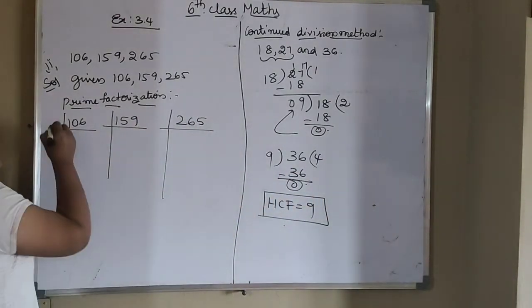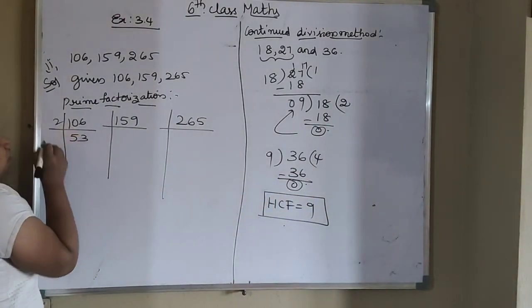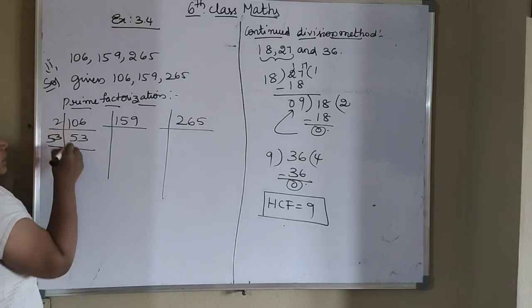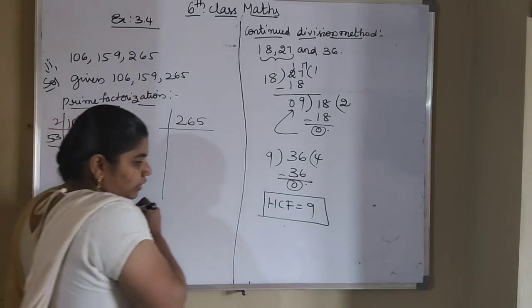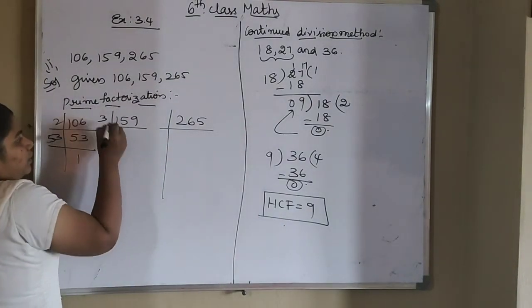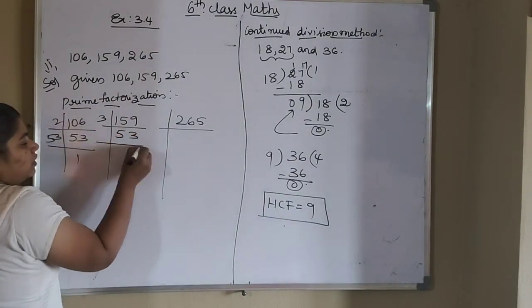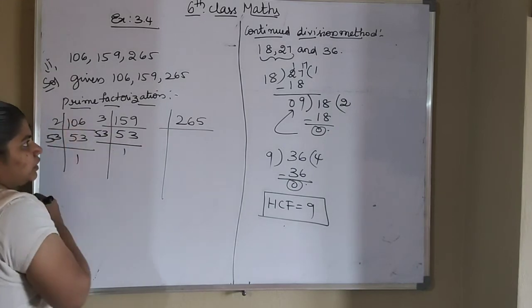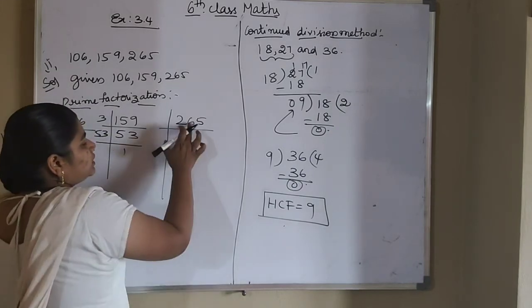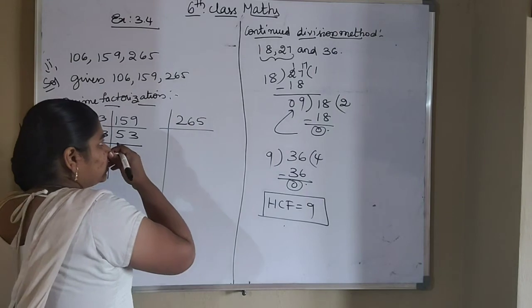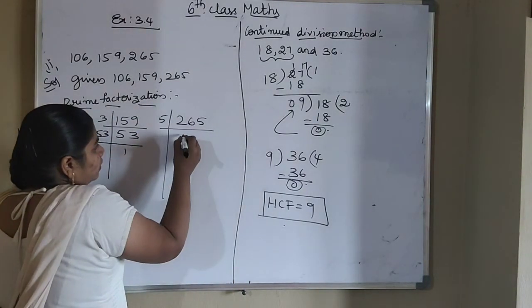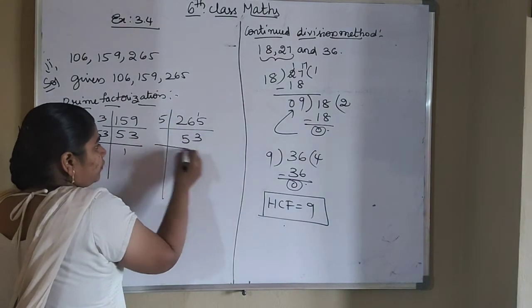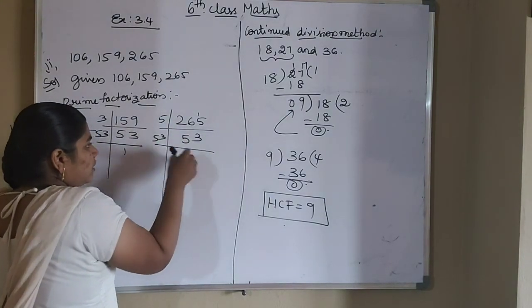That is 2 53s are 106, 53 ones are 53. 53 is a prime number. Now 159. So 3 5s are 15, 3 3s are 9. So 53 ones are 53. Again the same way, 6 plus 5 is 11, 11 plus 2 is 13. It will go in 5 table. So 5 5s are 25, 5 3s are 15. So 53 ones are 53.